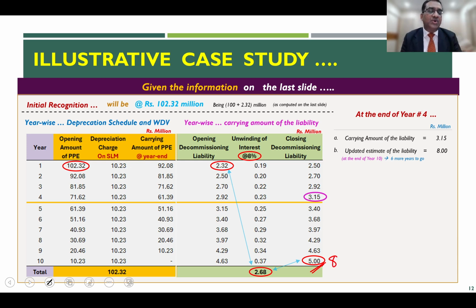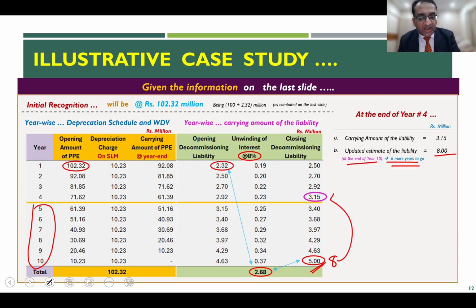How many years are yet to go? Now you have only 6 more years to go. So the updated estimate of the liability which is required at the end of the 10th year is 8 million, and you have 6 more years to go. So therefore, now you have to compute the present value of this 8 million for 6 years at 8%. Let's see how it is.